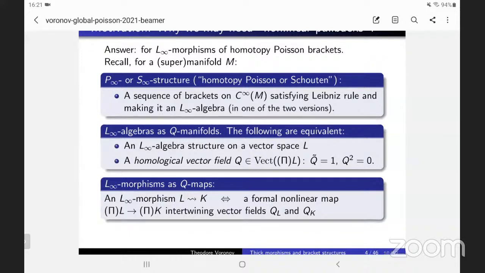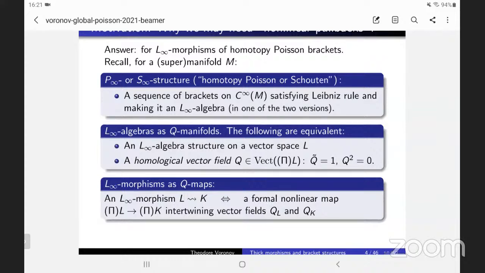So sorry, Ted. Yeah? What does it mean, this Q tilde equal one? Q tilde equal one means it's odd. So tilde means parity. It's my standard notation for parity. So one is a residue modulo two. Okay, thank you.